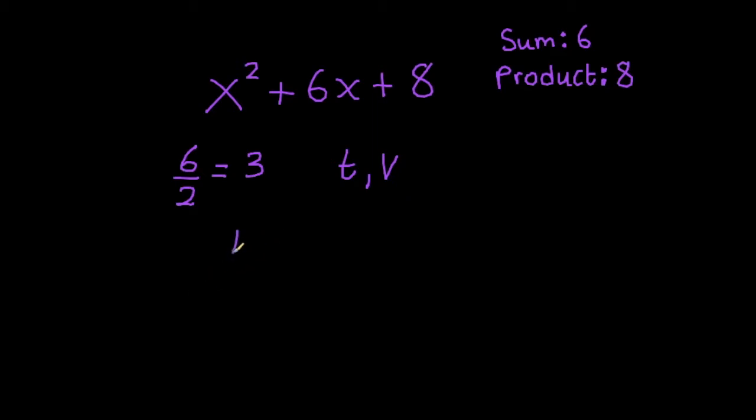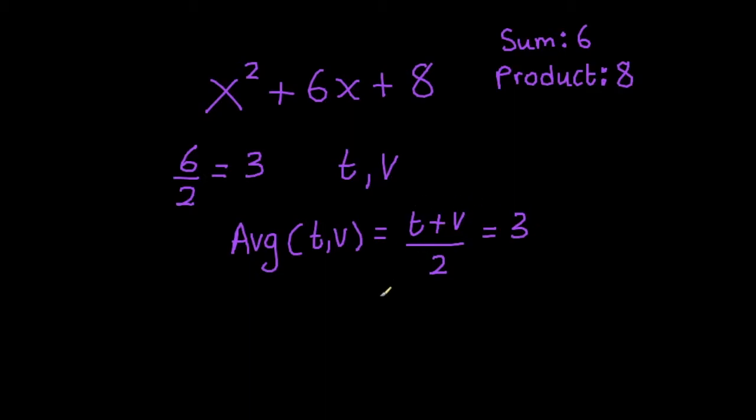So the average of t and v is just equal to t plus v divided by 2. So that is the average of t and v. Now let's say that their average is equal to 3. Then what is their sum? What is the sum of t and v? Well, we have the sum up here.